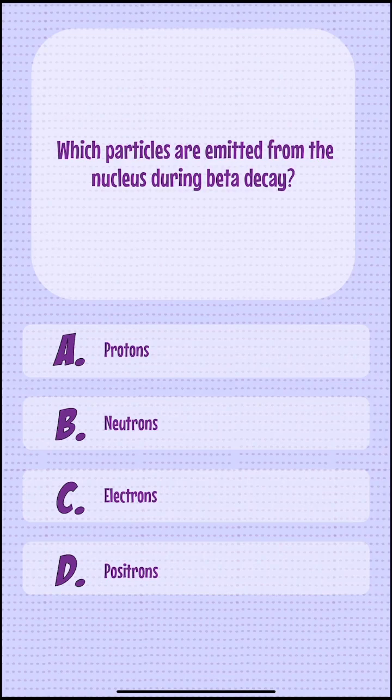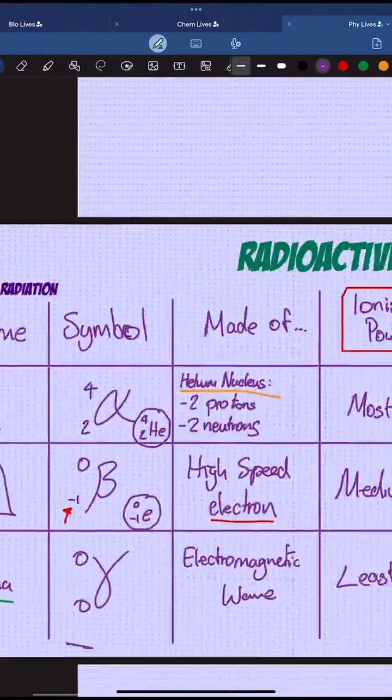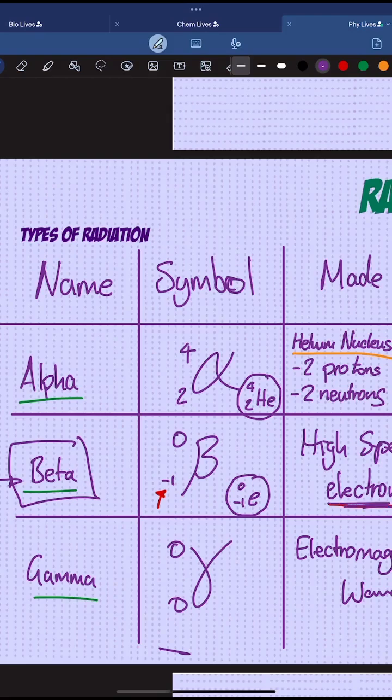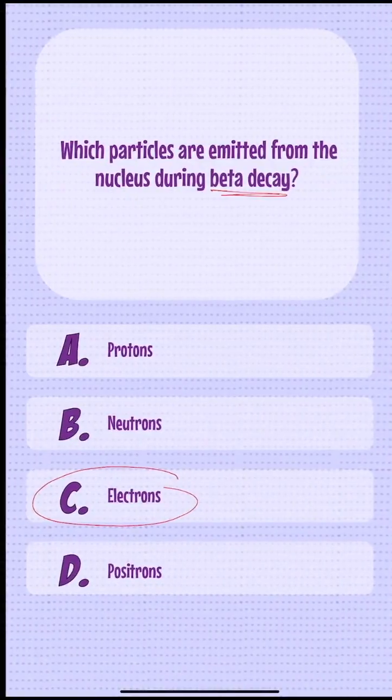Which particles are emitted from the nucleus during beta decay? Quick one, guys. Very quick one. Beta. Yep. Answer C. Remember, in our notes, beta are high-speed electrons. That's what they're made up of.